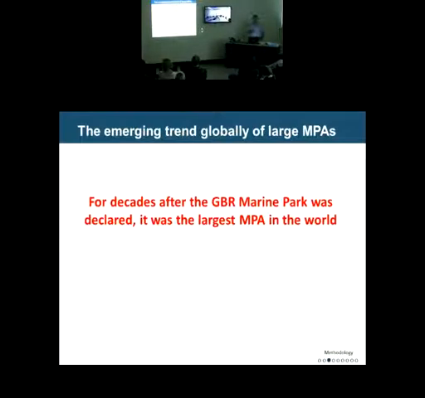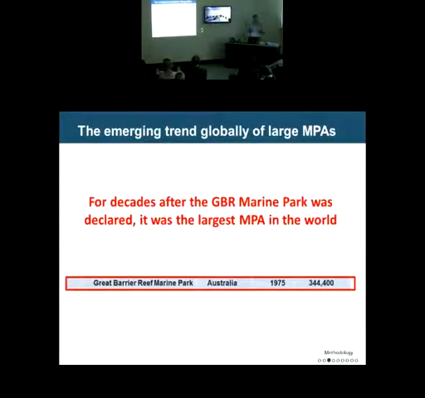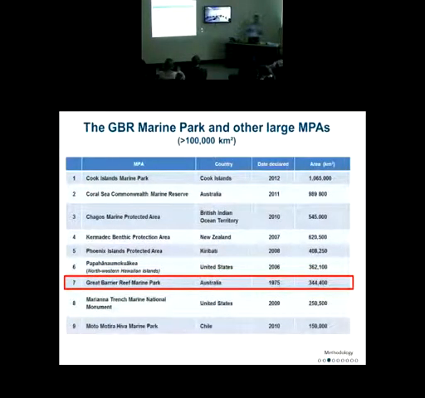But the reality is, whilst it's 344,000 square kilometres, today, if you look at a list of MPAs that are greater than 100,000 square kilometres, we're number 7 on the list. So there's a huge number of large ones being set up right around the world by a number of countries, as you can see here. Cook Islands, the British, New Zealand, Kiribati, United States, Chile, everyone's getting into this large MPA approach.